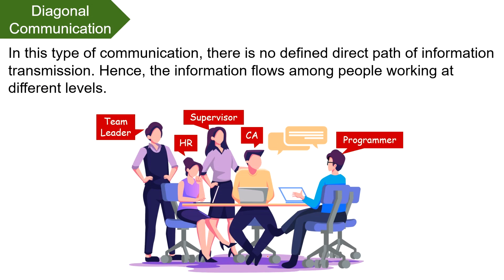Moving on to diagonal communication. It is also known as crosswise communication. In this type of communication channel, there is no defined path of information transmission. Hence, the information flows among employees working at different levels of the company. It goes like this. First it will take an upward direction, then lateral, then downward, or it may skip certain stages also. It may give rise to gossip or grapevine communication.